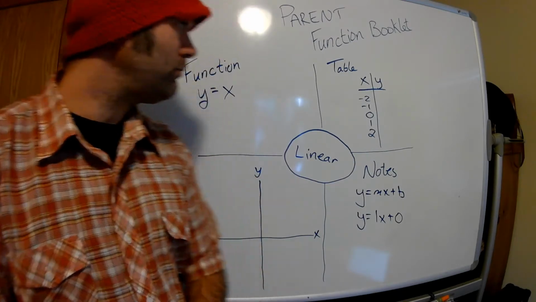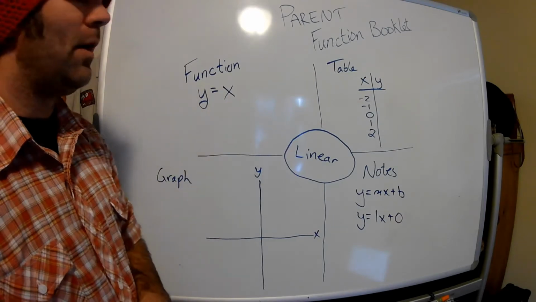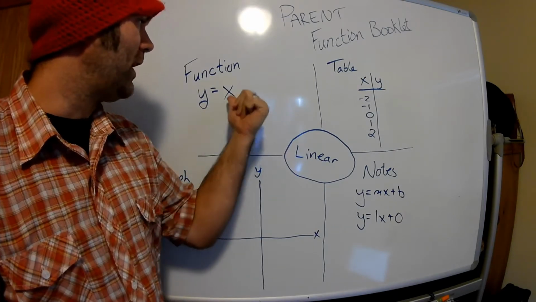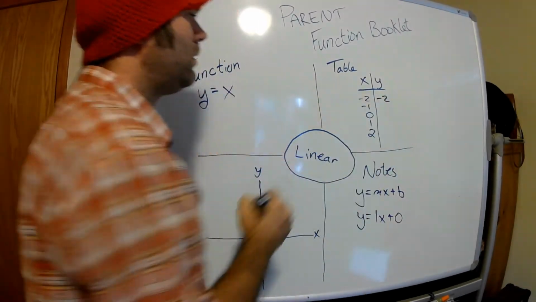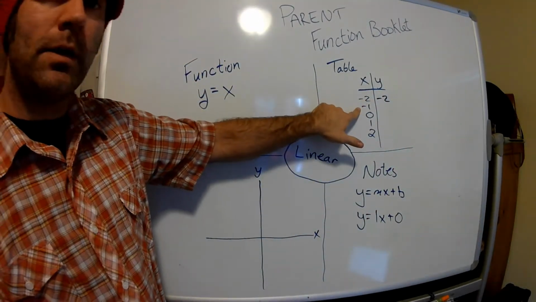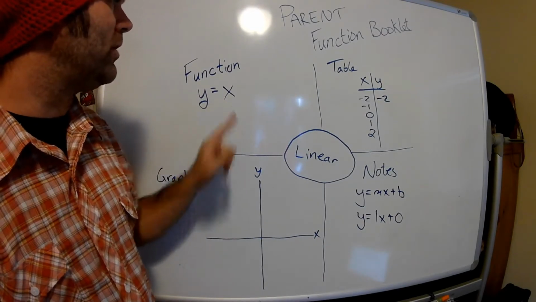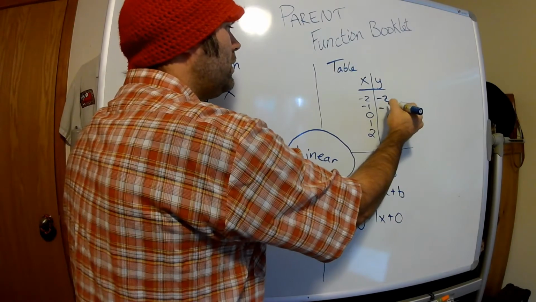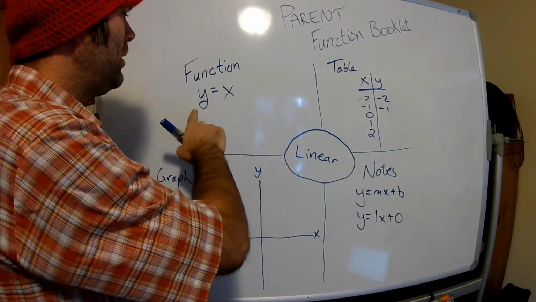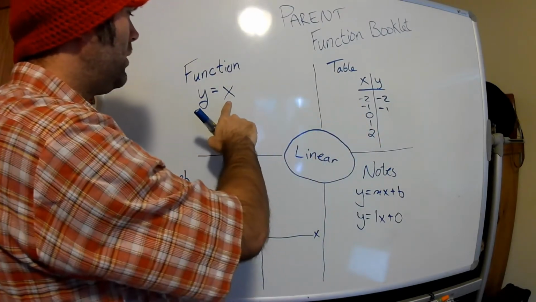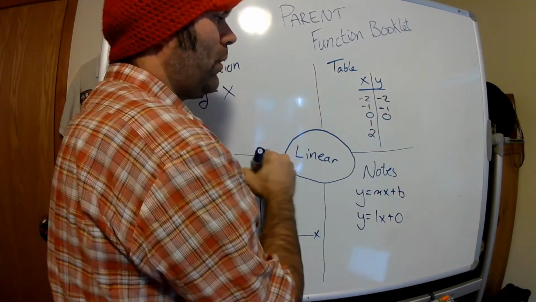So we plug -2 in for x, and we get y equals -2. Then we plug in -1 for x, y equals -1. We plug 0 in for x. When x is 0, y equals 0. And so on.